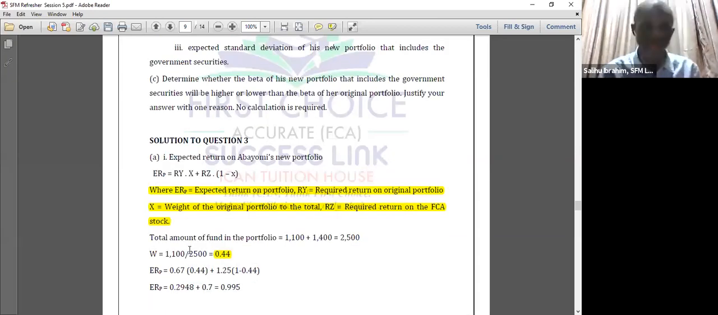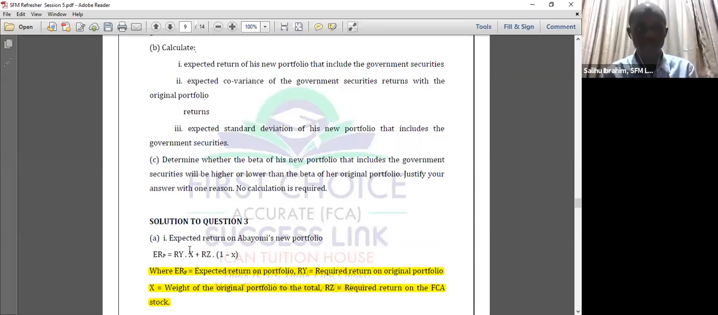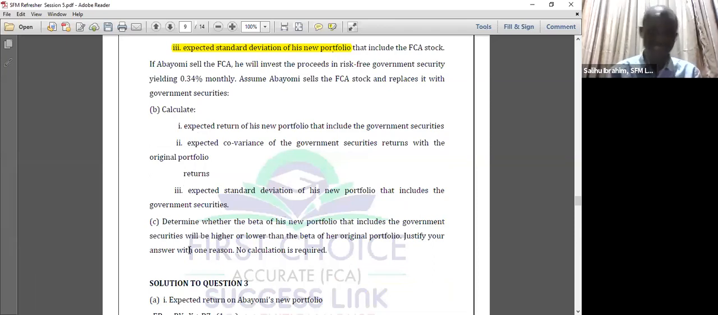Okay, done. On his new portfolio, this says if Abayomi sells the FCA stock, he will invest the proceeds in risk-free government security. What is the value of the FCA stock? 1,400. We are assuming he will sell it for 1,400 and spend the exact amount to buy the government security. So the government security is still 1,400, like the FCA stock.